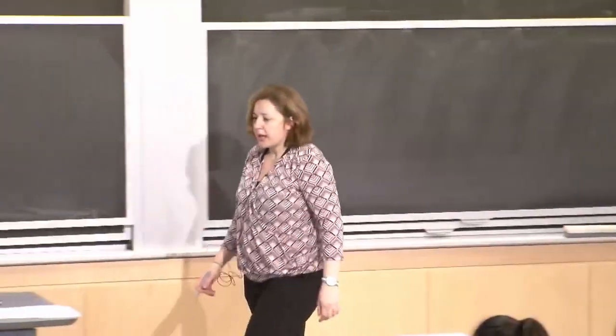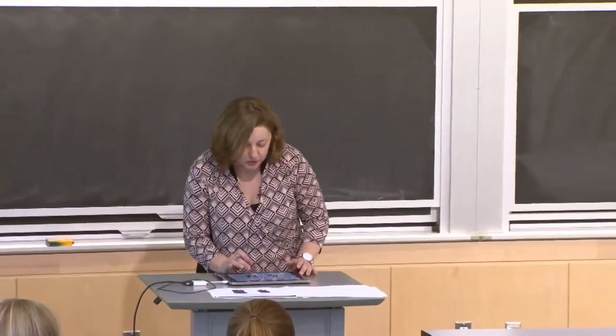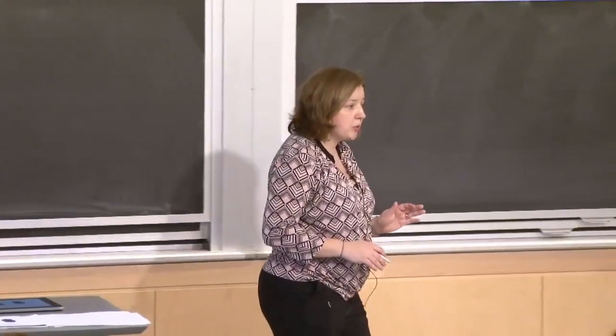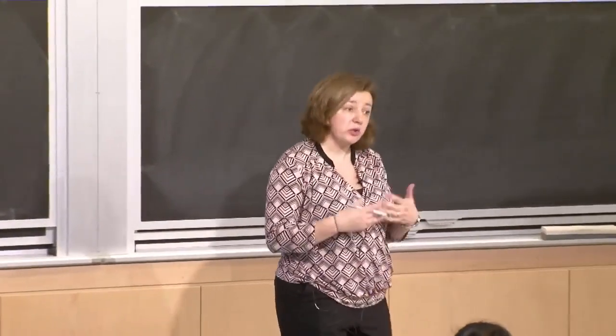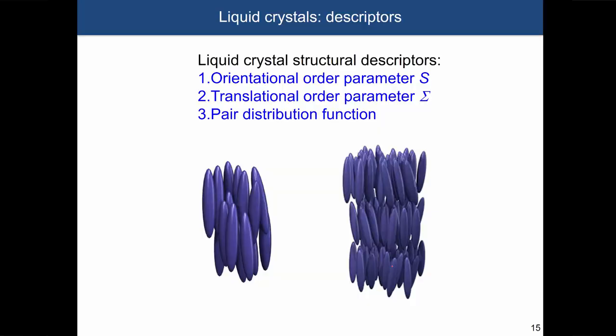Okay, so again, the pair distribution function can be used to describe liquid crystalline materials. Luckily, there are other descriptors that can describe these structures even better, and that can actually tell you what the difference is between the nematic and the smectic phase, etc. We will define them as the orientational order parameter S and the translational order parameter sigma.